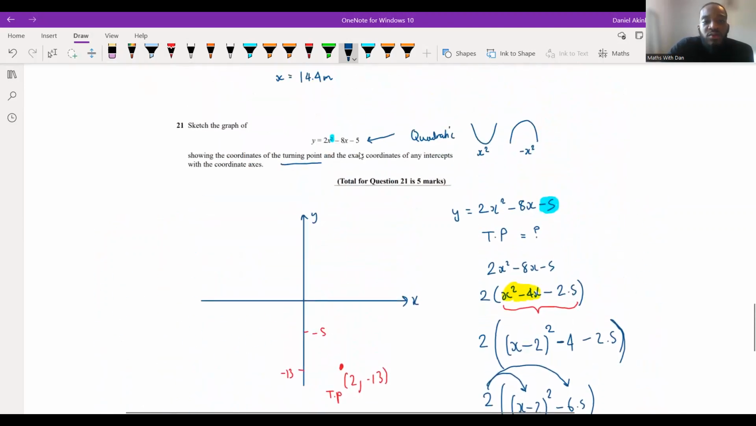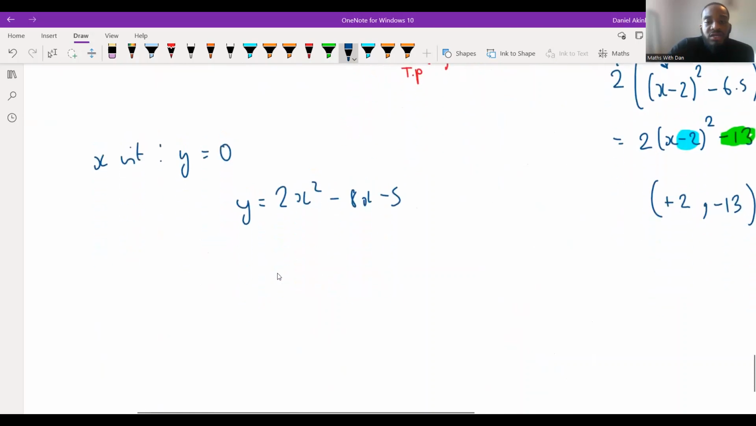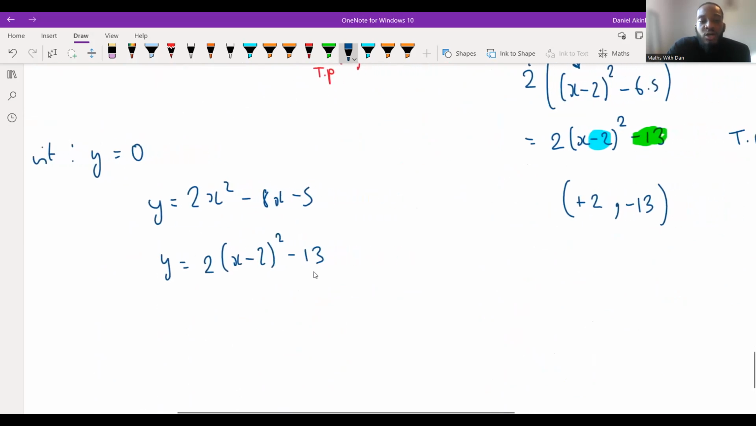And then remember, we actually completed the square though, right? We completed the square, and we got it to this: y is equal to 2 bracket x minus 2 all squared minus 13. Now, the reason why I'm showing you this is because you can actually use this one to help you find the roots very quickly.